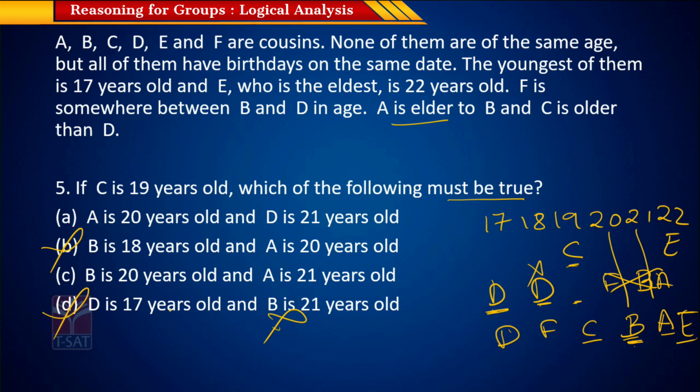So D is 21 is also not a possibility, so we can cancel out this. So the answer is option C. This is something that has to be true.